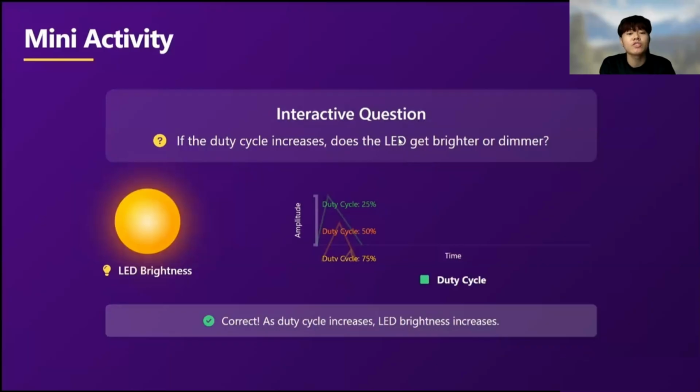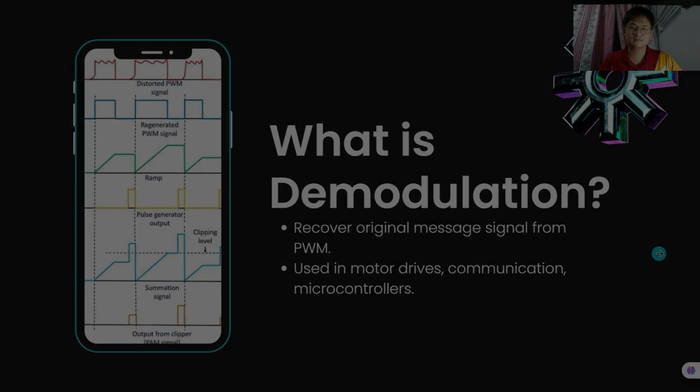So far, we have seen how PWM is generated by encoding information into pulse width. In the next part, my teammate will explain how this PWM signal can be demodulated to recover the original information.